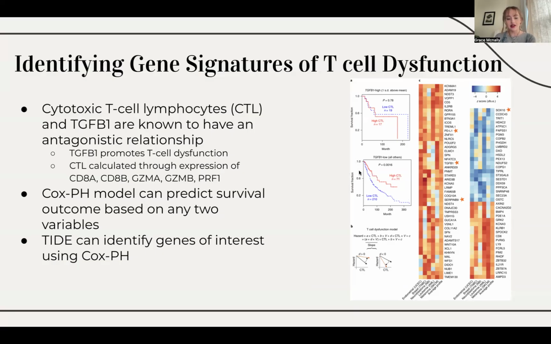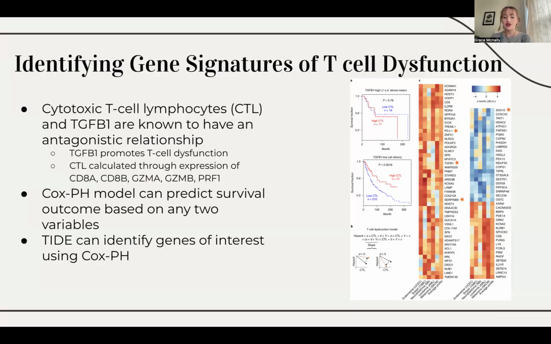The authors calculated the survival outcome based on the interaction between CTL and TGFB1 using the Cox proportional hazard model shown in figure B. They were able to confirm the known antagonistic interaction of the two variables through this model. After obtaining results that agreed with the known outcomes, the authors were able to use TIDE to test how other candidate genes interact with CTL levels to affect survival outcome using the Cox pH model.